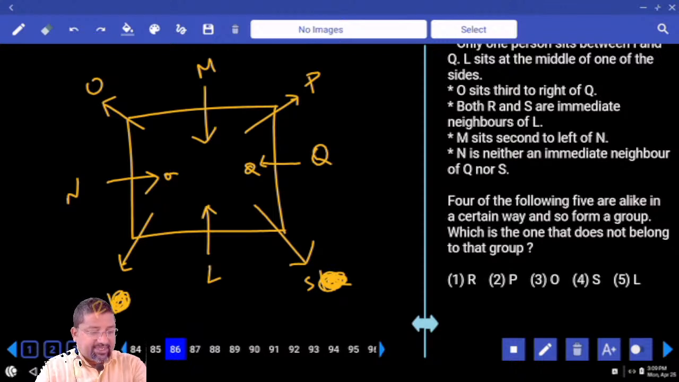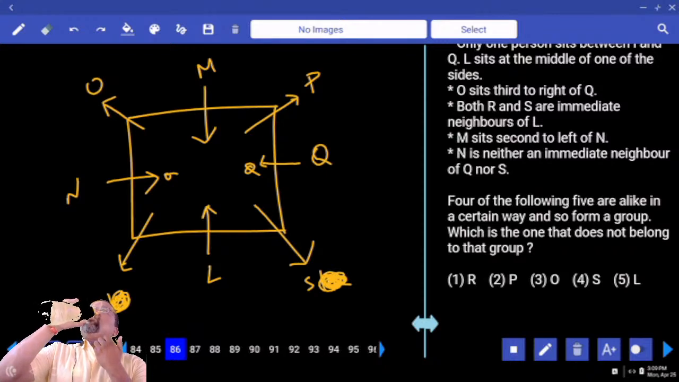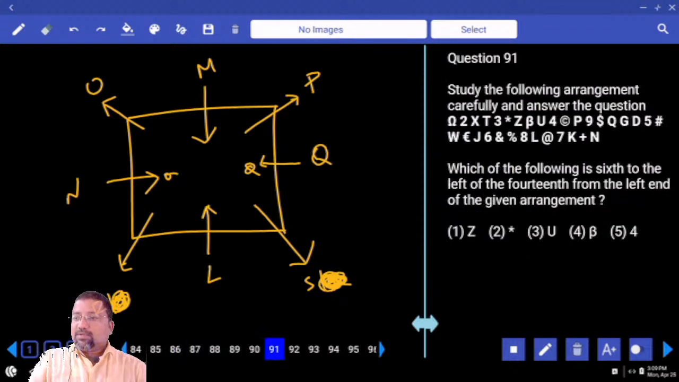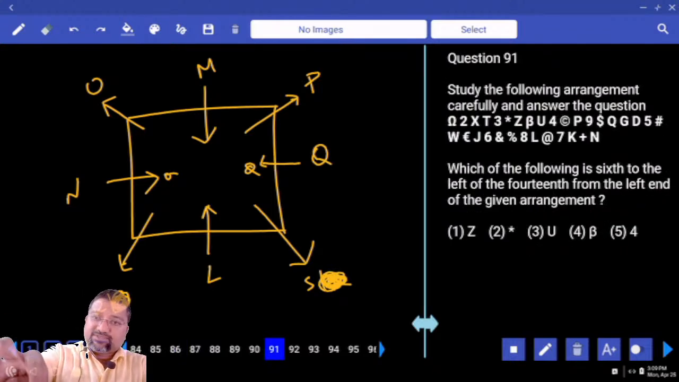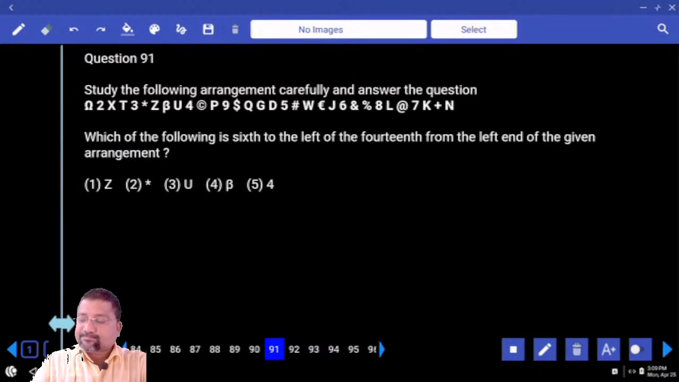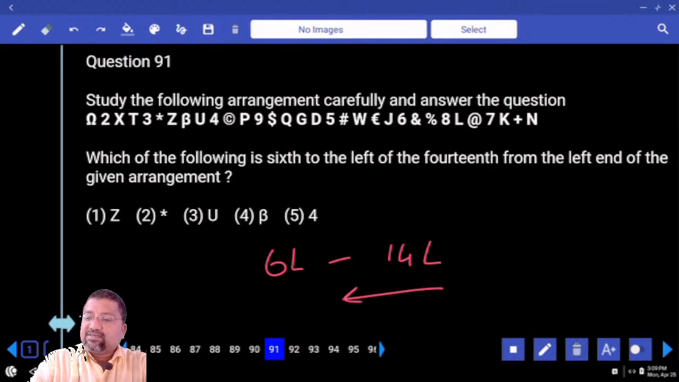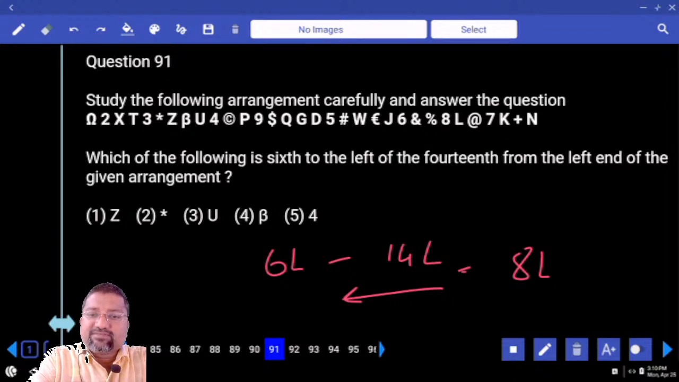We'll go to questions 91 to 95 next. Come on, series of elements. Which of the following is 6th to the left of 14th from the left hand? Will you use pen and paper? No. 6th from the left, 14th from the left. What's your answer? 8th from the left. What is 8th from the left? 1, 2, 3, 4, 5, 6, 7, 8.